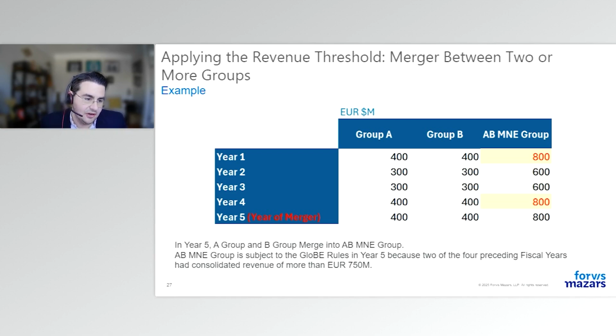So in our facts here, you can see Group A and Group B standalone do not meet the threshold. Group A hasn't made 750 million euro in any year, and neither has Group B. But when they combine in year 5, the year of the merger, Group A and B merge to be A B M&E group, and as you can see, they will be within scope of Pillar 2 because they had 800 twice in the past 4 fiscal years. So that's a quick, easy example of how this 6.1.1 example comes in.